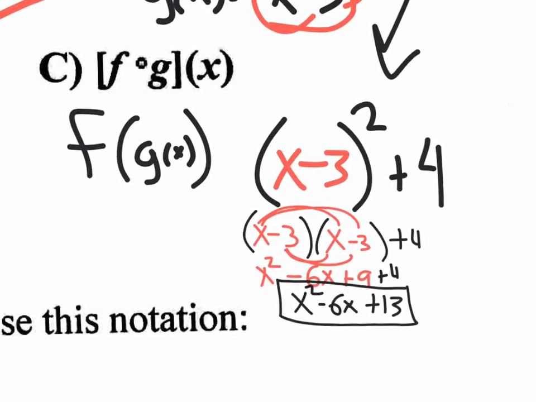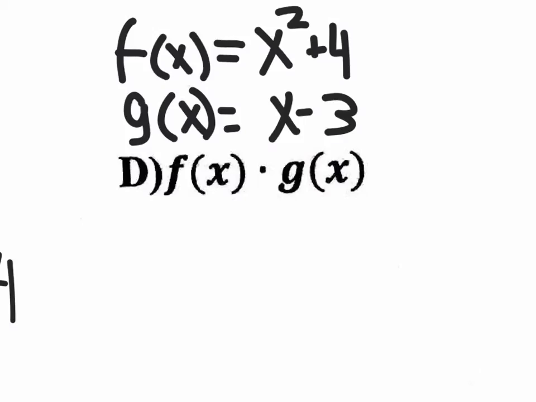On part C, so let's jump into part D. Now this one right here is a multiplication symbol. So you're going to take f of x and multiply it by g of x. So you're simply going to write f of x times g of x. They're both binomials, so you have to write them in parentheses.